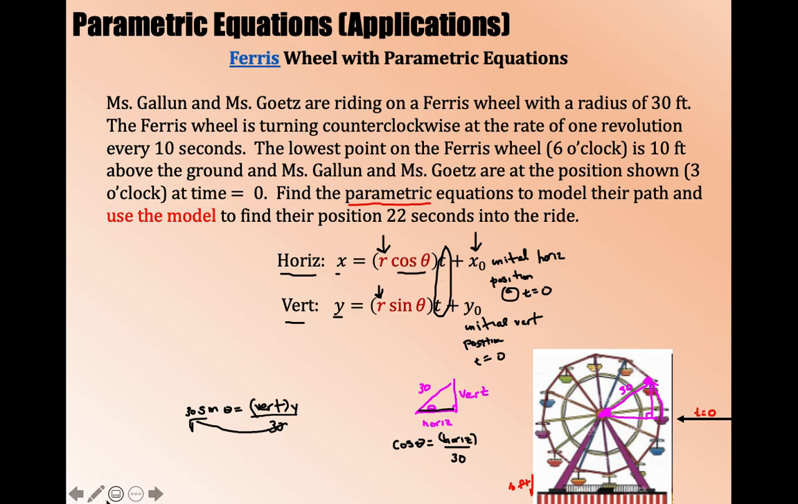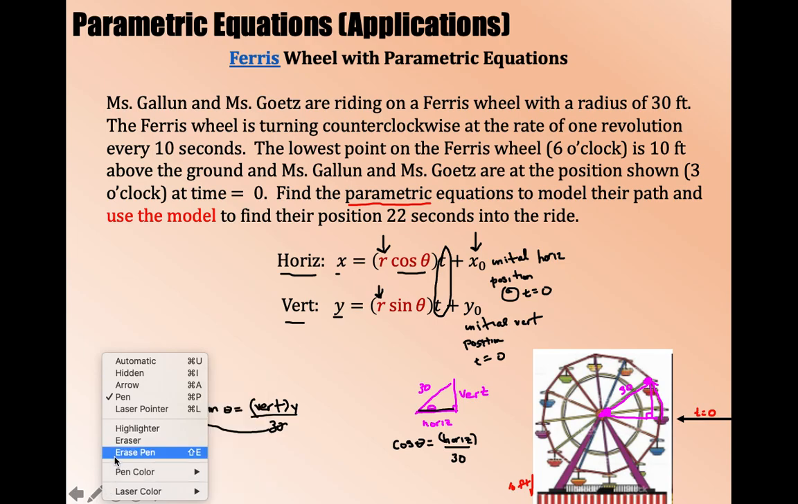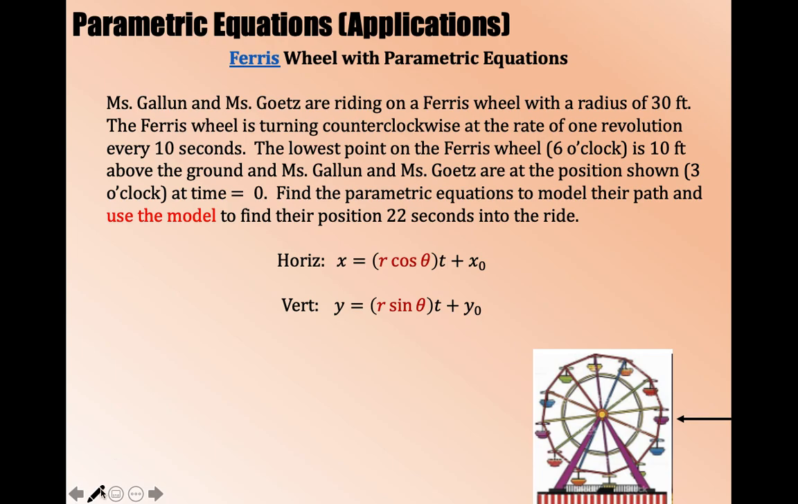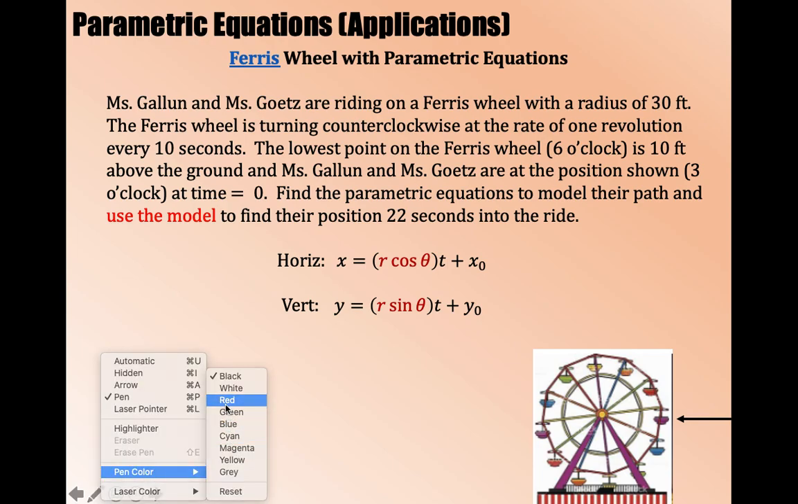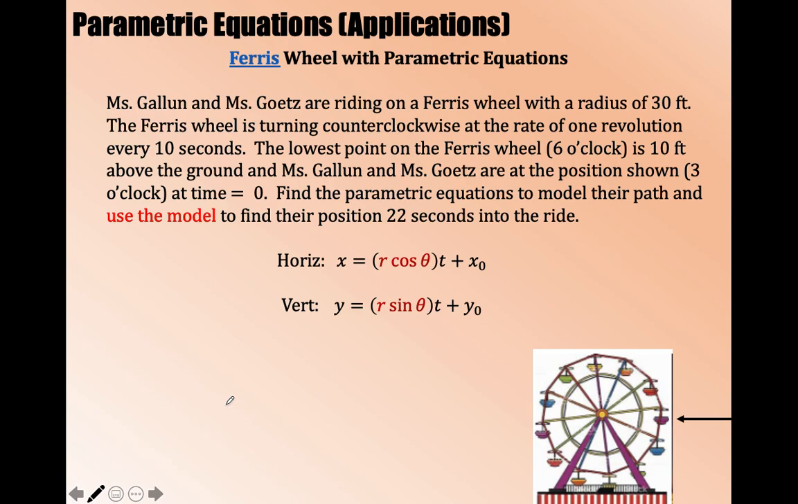So these are the two equations that we need. I'm going to erase all this, okay? These are the two equations that we need to set up this problem. Let's see what else we have here. I want a parametric equation where the horizontal is equal to 30 cosine theta plus 0, right?